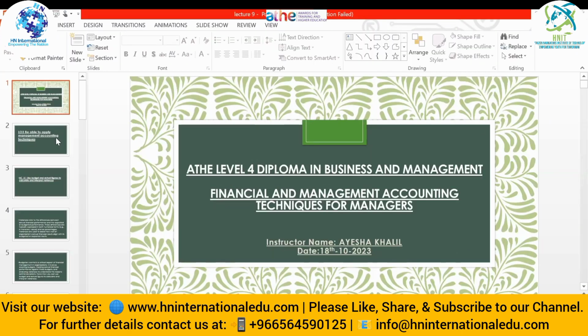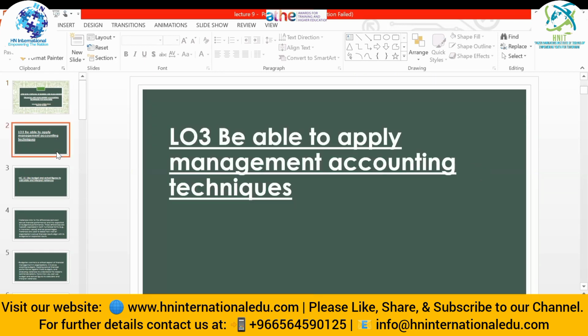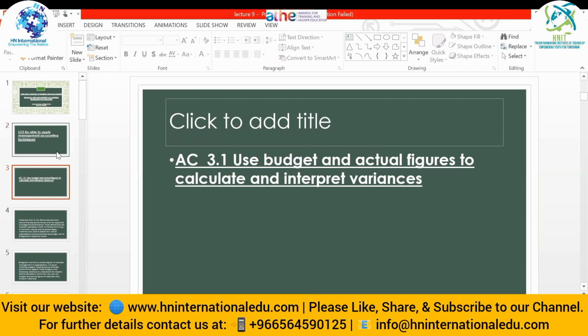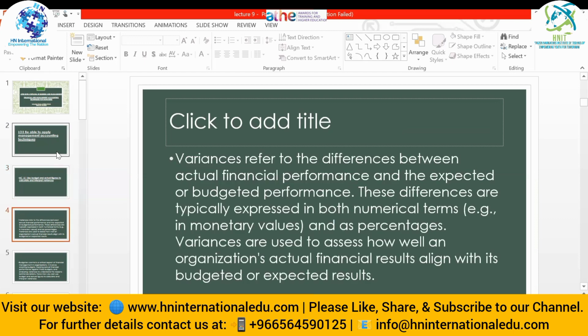Today is the second class for this course, and the last class is going to be next weekend, inshallah. So today we will be starting with learning outcome number 3. We did the 3.4 and the distinction 1, but these are the ones which are related to task number 5. Use the budget and actual figures to calculate and interpret variances. Obviously, this is related to the task question, but we have to discuss in detail what the budget is and how we can interpret the variances. We will learn that today.